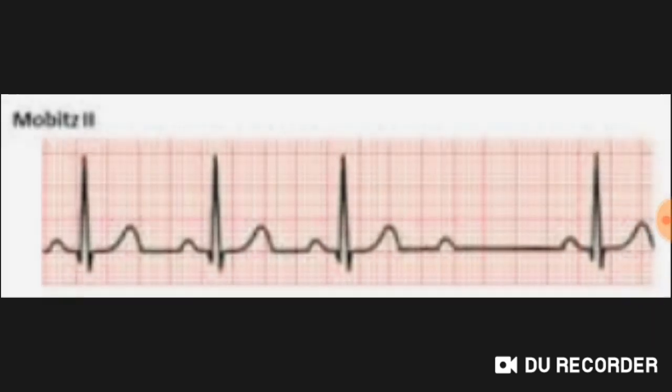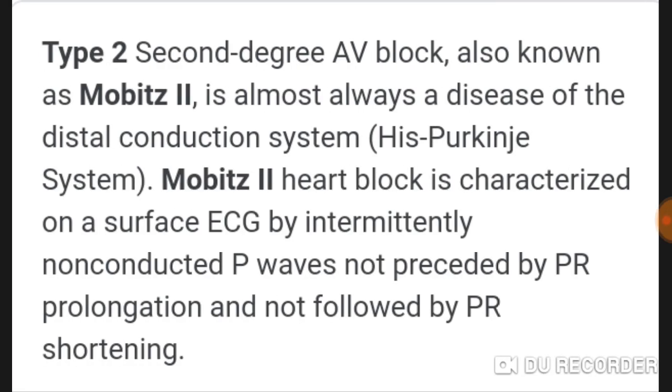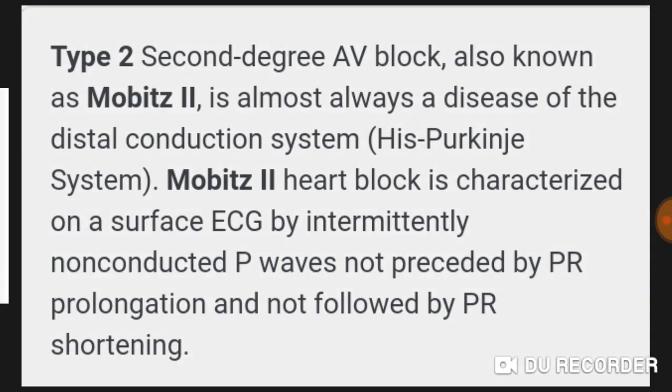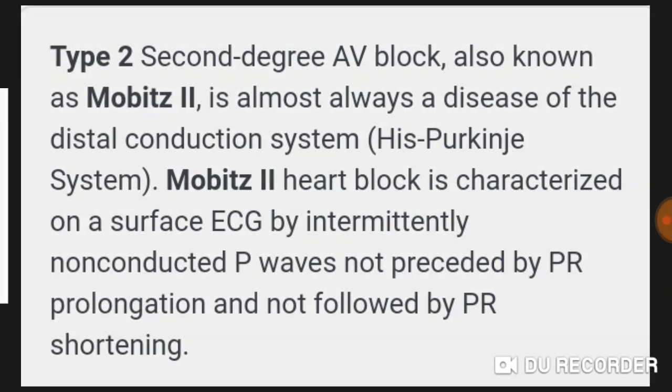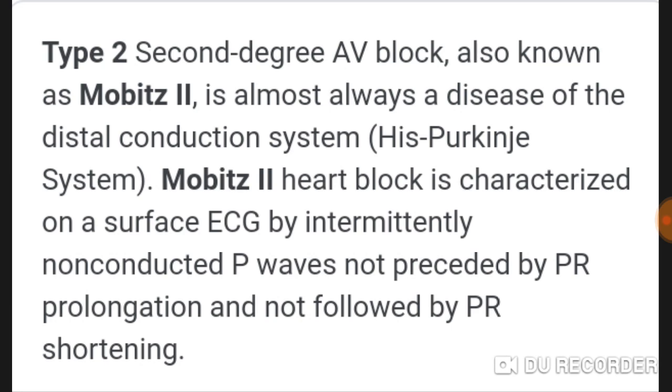Okay, now this is Mobitz type 2. There is no constant enlargement of the PR interval; there is a prolonged PR interval, then a pause of the QRS complex, and the PR does not increase with every beat. So this is Mobitz type 2. Second degree AV block, also known as Mobitz type 2, is almost always a disease of the distal conduction system, the Purkinje or His system. Mobitz type 2 heart block is characterized on a surface ECG by intermittently non-conducted P waves, not preceded by PR prolongation and not followed by PR shortening.